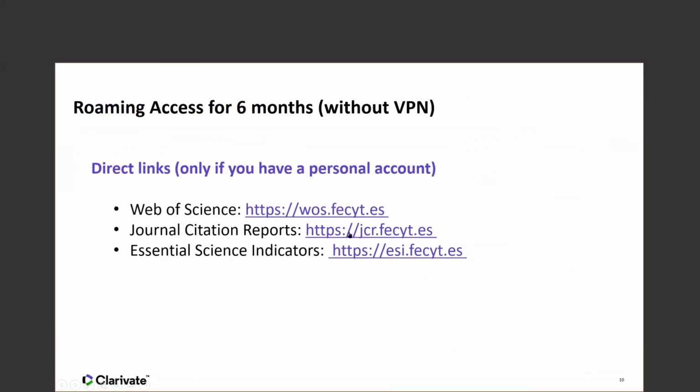In this case, I'm putting here the direct links of 3 of the databases you have access to: Web of Science, Journal Citation Report, and Essential Science Indicators. Those are the landing page for those databases through FICIT, and you can use any of those links with your account to log in directly instead of going to the FICIT page or instead of going to your library page, which is another option. There are several options. So you can bookmark those pages if you want to.